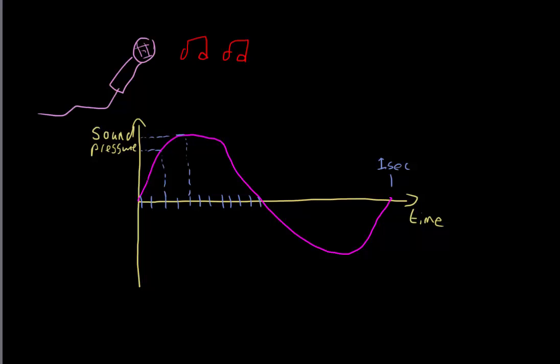But we need some way of representing that as digital data, because maybe this microphone is plugged into a computer, so it needs to be digital. So this is where sampling comes in. This is the whole point of sampling.